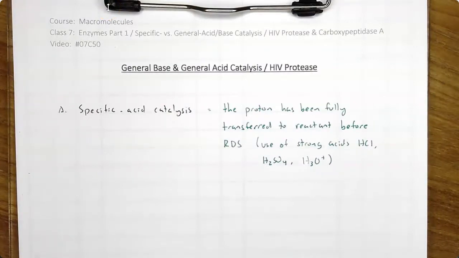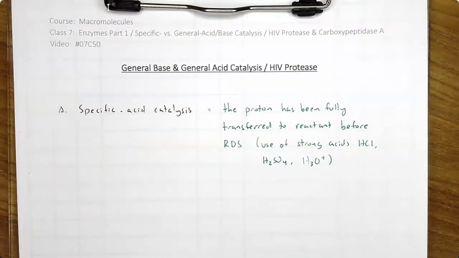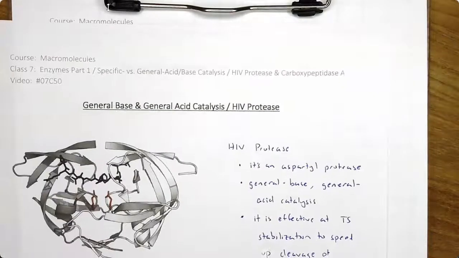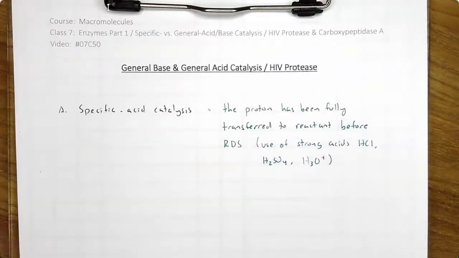Before we take a look at the mechanism of HIV protease and how it uses those two aspartic acid residues to catalyze the reaction, it'd be good to go over the 4 types of catalysis that deal with acids and bases. The first one we're going to look at is specific acid, then general acid, then specific base, then general base. Just keeping in mind that HIV protease is going to be a general base, general acid catalysis mechanism. Let's take a look at specific acid catalysis first.